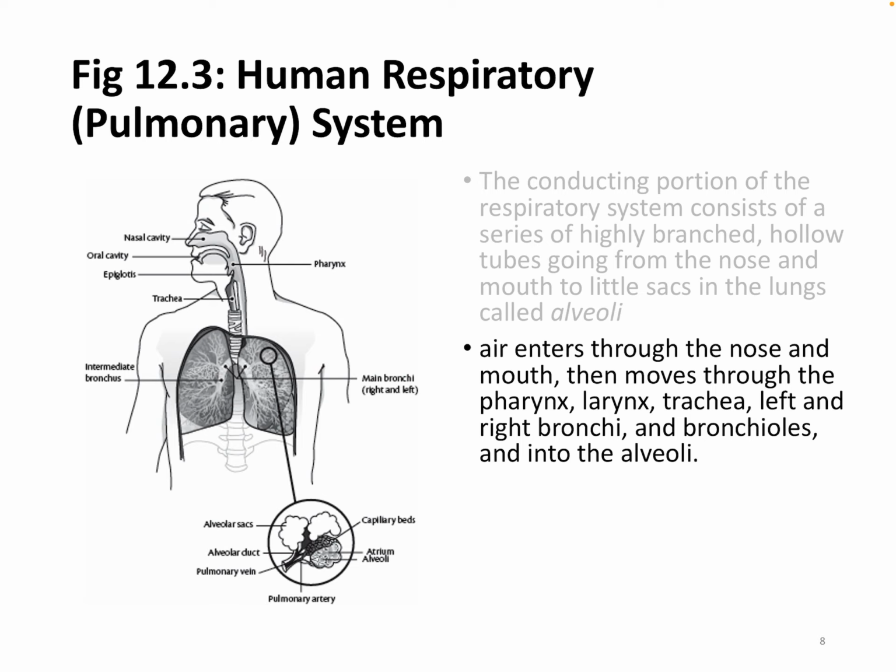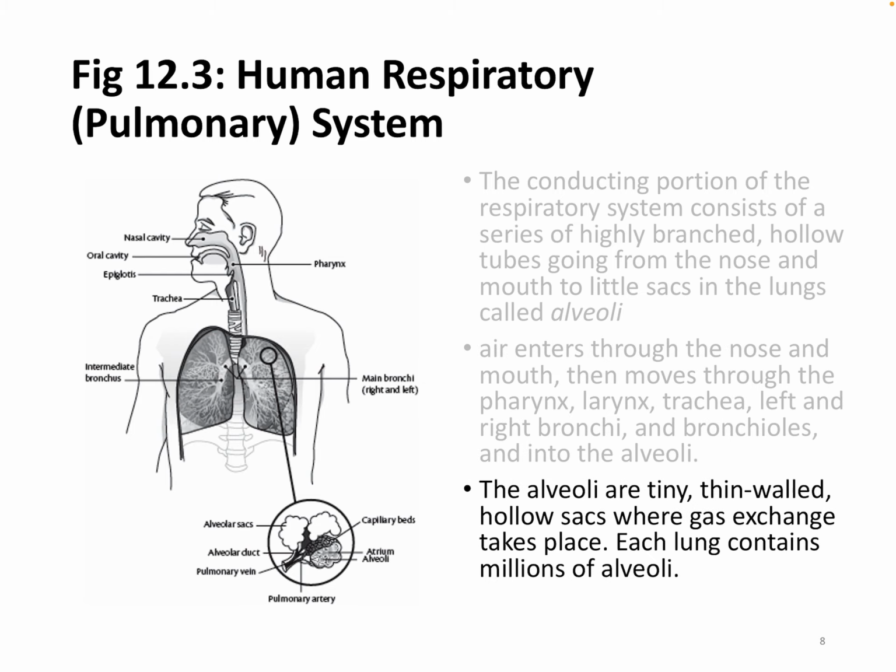Our air enters through the nose and mouth, and then it moves through the pharynx, larynx, trachea, left and right bronchi, and bronchioles, and into those alveoli that we just talked about. And the alveoli are tiny, thin-walled, hollow sacs, and that's where gas exchange takes place. And like I mentioned, we've got millions of those alveoli.